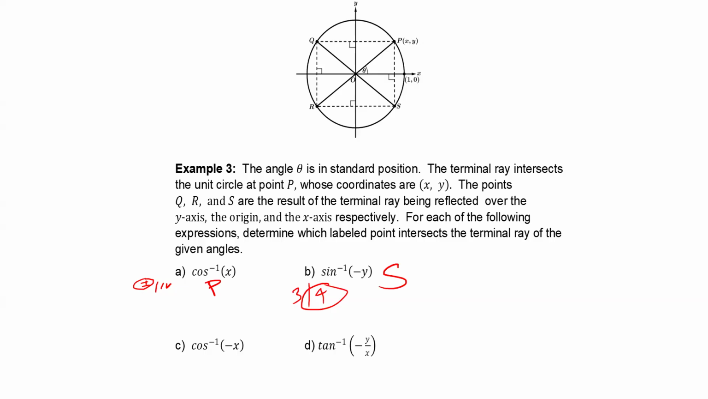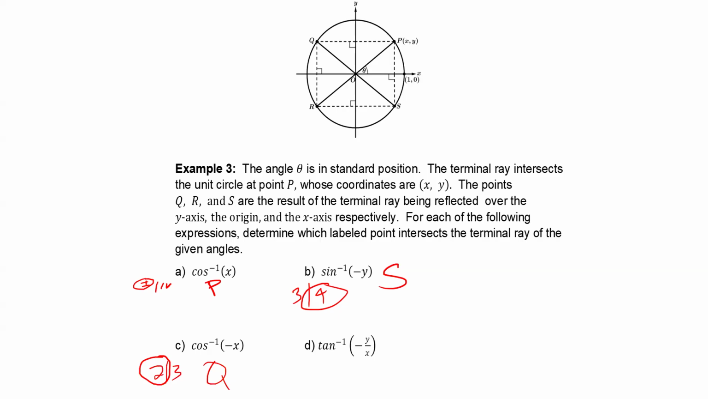Cosine. Out of which quadrants could I have a negative cosine? 2 and 3. Out of 2 and 3, which one can have an arc cosine? 2. So I circled both. That was an overexcited circle there. 2. So which one would it be? Q.